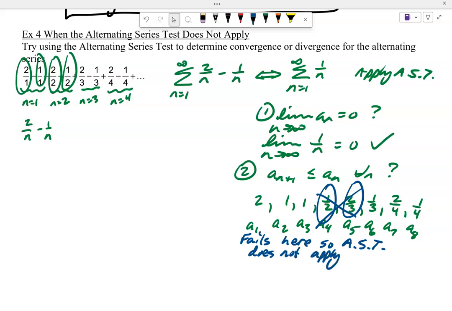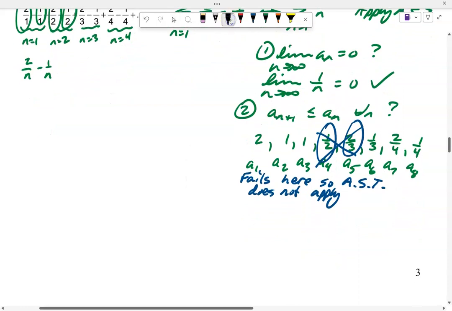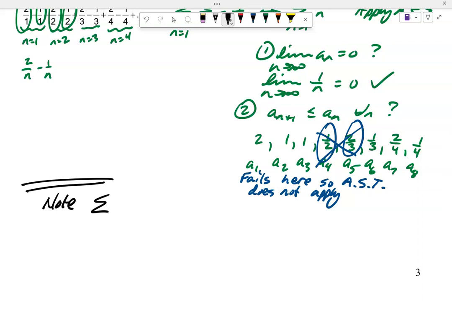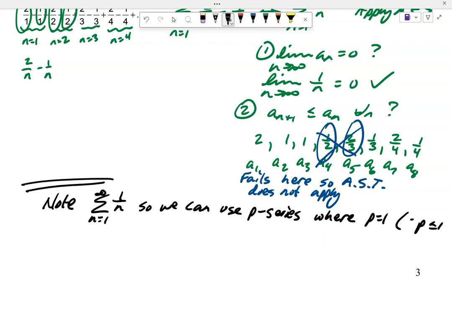Well, we had it in a form. Note that we had it in this form cleaned up, 1 over n. So we could just use the p-series anyways, right? So we can actually analyze this using the p-series test. 1 over n to the p, where p is 1, so p is less than or equal to 1, greater than 0. Therefore, it diverges by the p-series here.